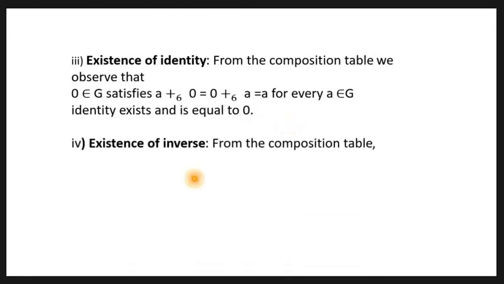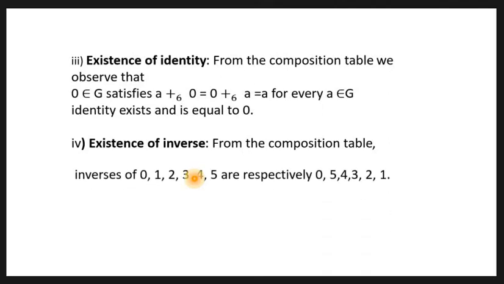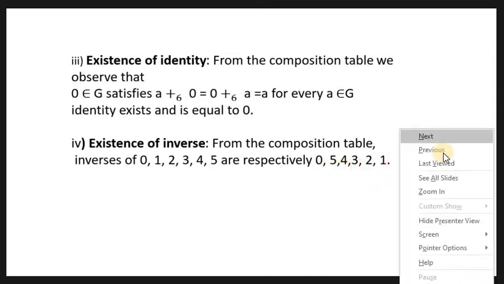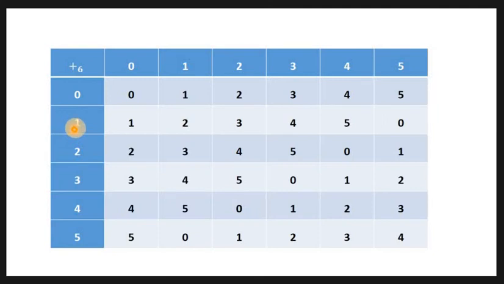The fourth property, existence of inverse. From the composition table, the inverses of 0, 1, 2, 3, 4, 5 are respectively 0, 5, 4, 3, 2, 1. Let us view this in the table. The inverse of 1 means in the corresponding table, you just see where the identity element is. So 0 is here. So 1 plus 5 is equal to 0. We are getting the identity element. That's why inverse of 1 is 5.